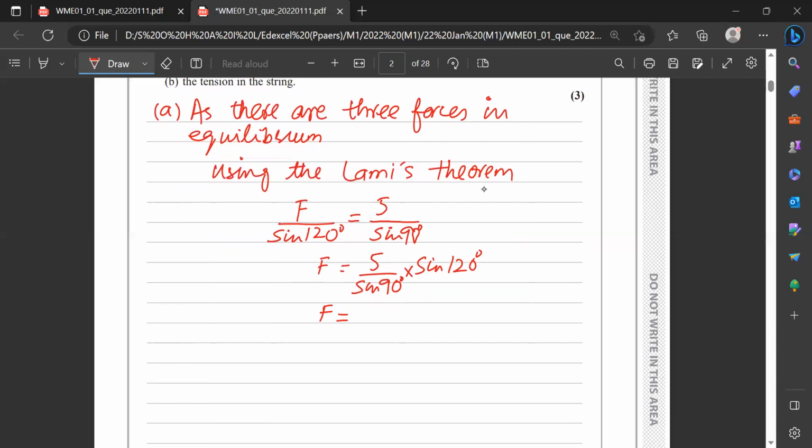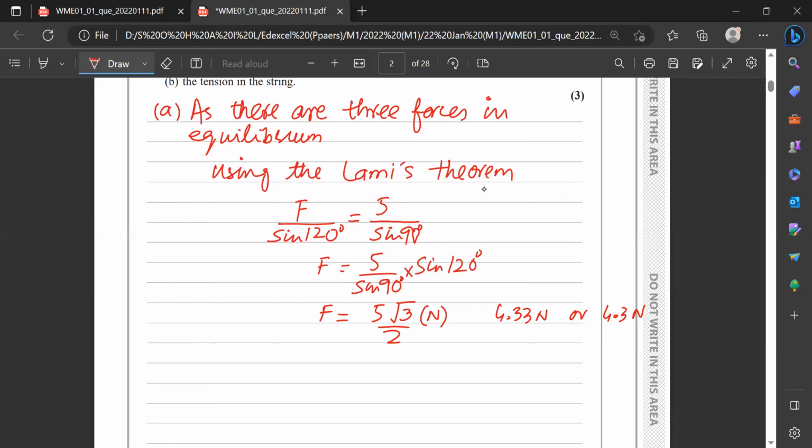F in exact form is 5 sine 120, which is 5 square root of 3 upon 2 newtons, or if you write in decimals, 4.33 newtons, or you can write 4.3 newtons, correct to one decimal or two significant figures. So we have the value of F.